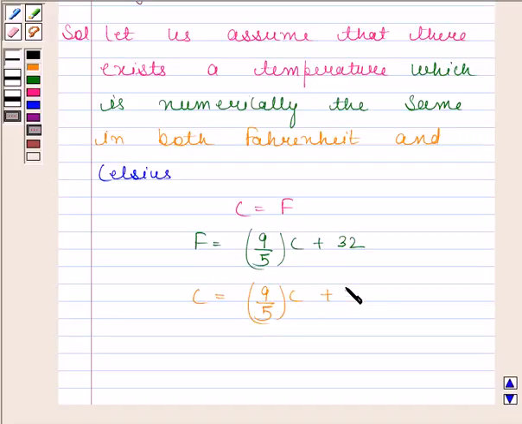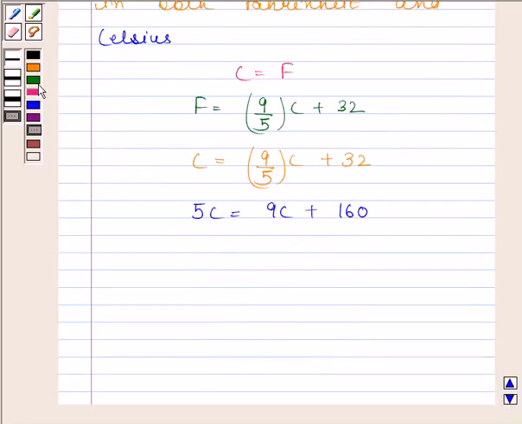into C plus 32, or we can say that 5C is equal to 9C plus 160, or we can say that minus 4C is equal to 160, so C is equal to minus 40 degree.